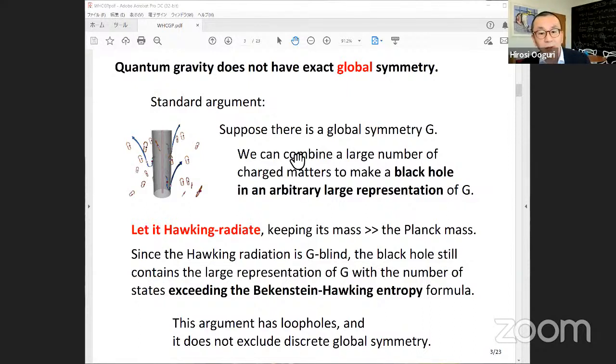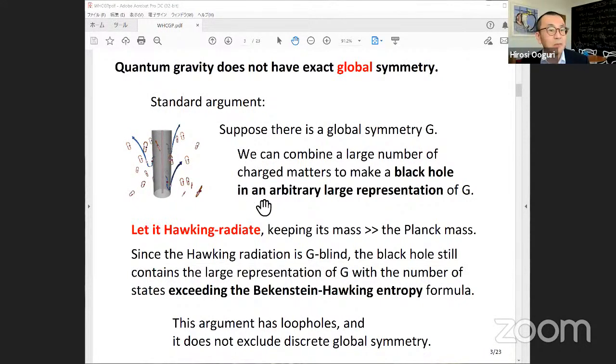So the standard argument goes as follows: suppose there is a global symmetry in quantum gravity. So this is to contrast with gauge symmetry, where there is actually no local conserved charge. So here, I assume that there is a global symmetry. I'm going to give you a more precise definition of what I mean by global symmetry. But suppose you have a global symmetry in quantum gravity, then that means that there must be a charged state. So you can combine these charged states to make a black hole with a large representation of group G. I'm assuming that G is a compact Lie group, so you can have arbitrarily large representation. Large means that the dimension is large.